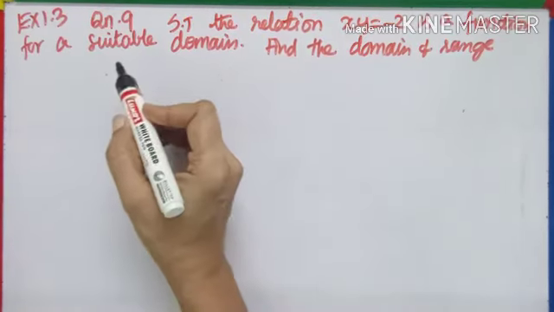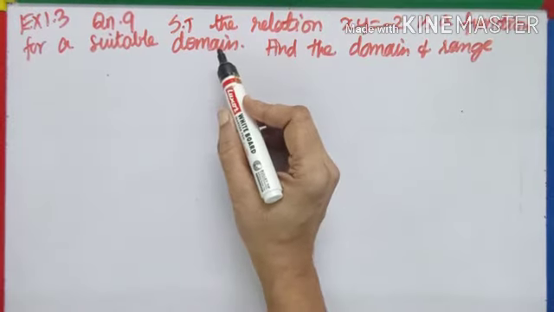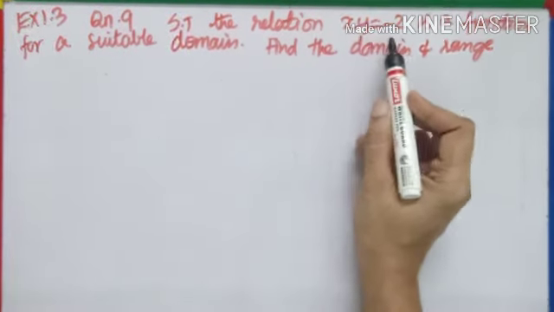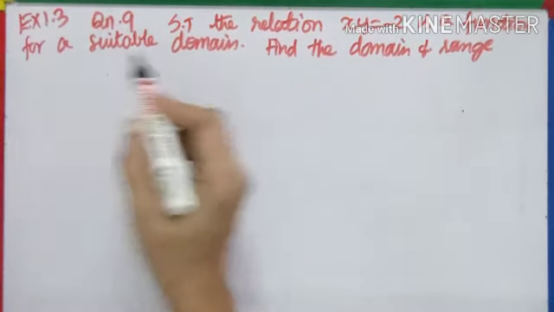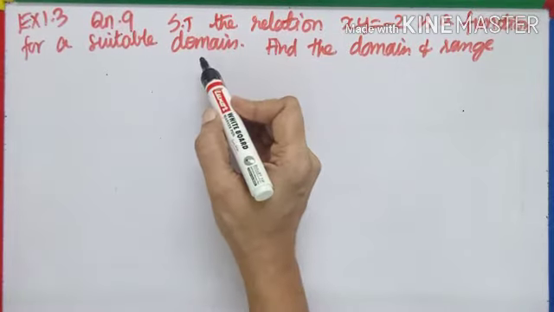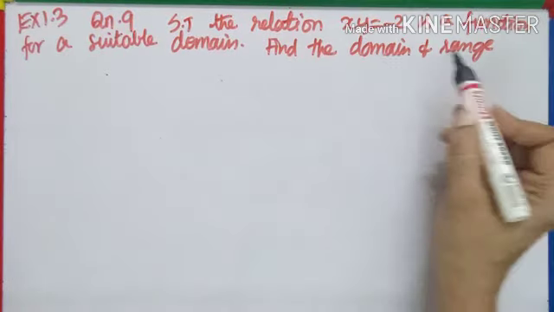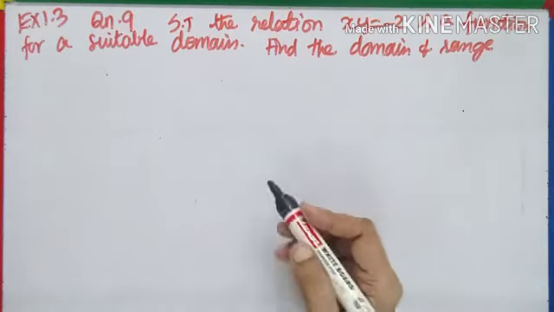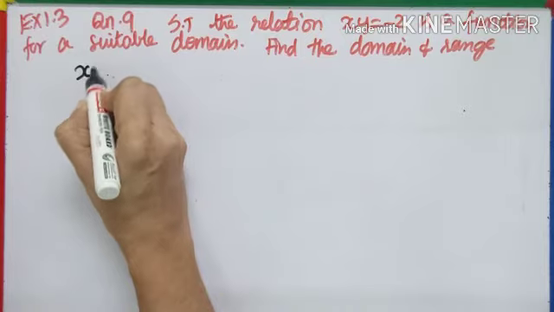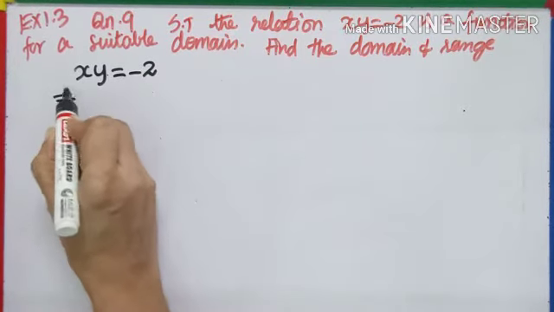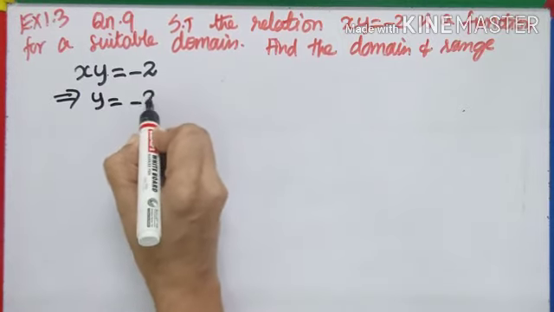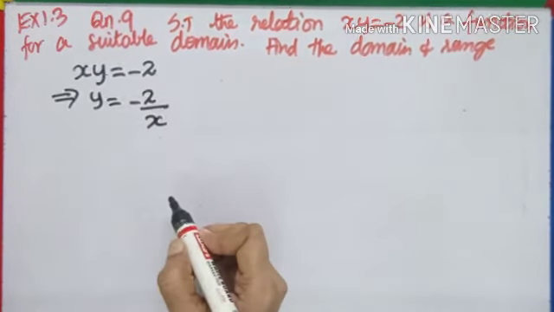Exercise 1.3, question number 9. Show that the relation xy equals minus 2 is a function for a suitable domain. So we need to find out the domain and range when I declare it as a function. Given xy equals minus 2. What is y from here? It is minus 2 divided by x.